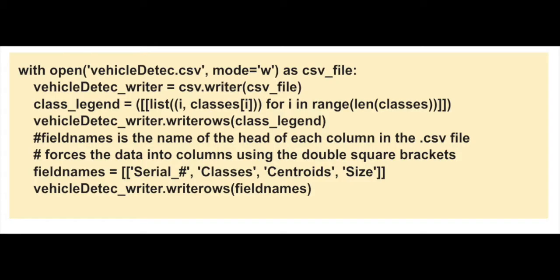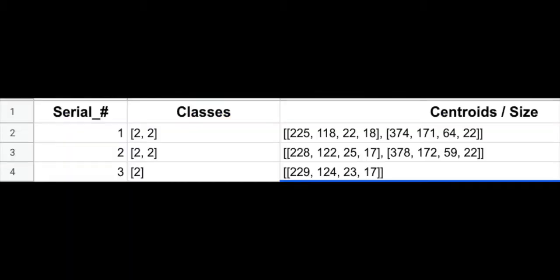We referred to this code when we were talking about the YOLO test. For the first line, the code is saying, write a CSV file entitled Vehicle Detect. And then we created the field names, which are the header for our CSV file: serial number, classes, centroids, and sizes. For every frame ID that is registered, it then writes the classes, and then it writes the centroids and the sizes.